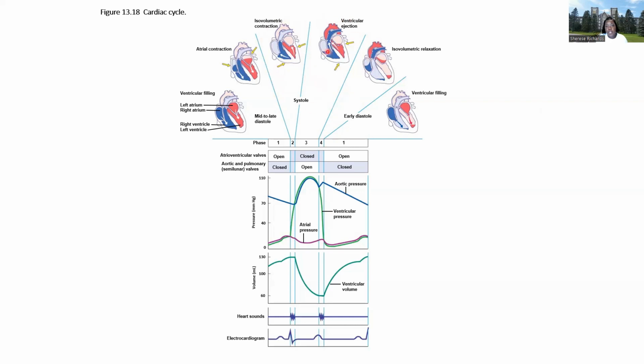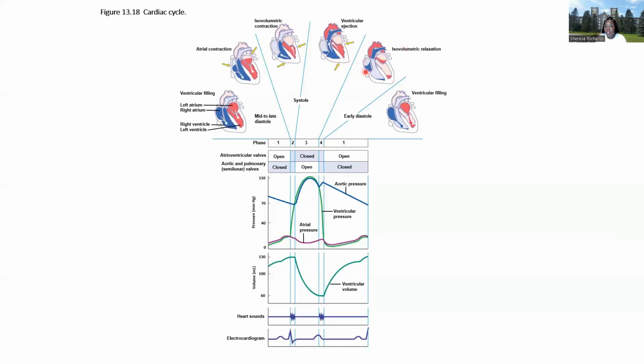Then we move into ventricular ejection, which is the third phase. This is where the pressure in the ventricle is now high enough. We can see the pressure and the volume changing. As blood is leaving the ventricle, the pressure is dropping off to where, when it drops lower than the pressure in the artery, those semilunar valves will close once again.